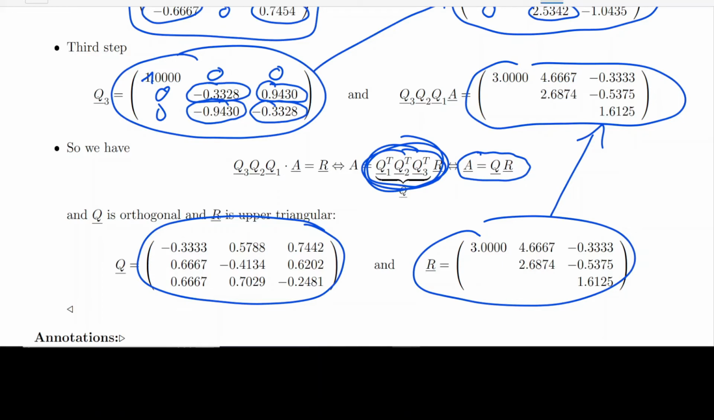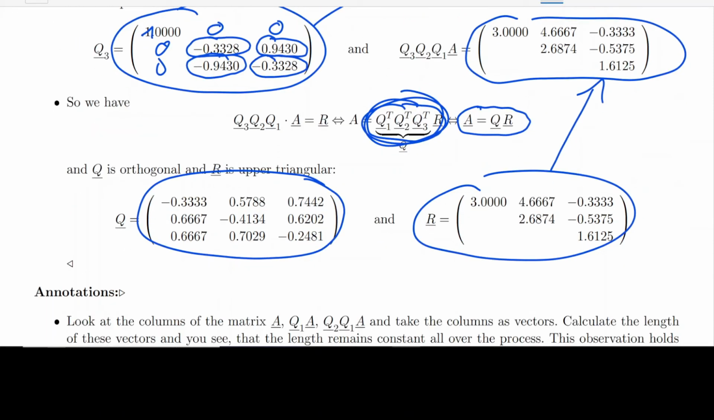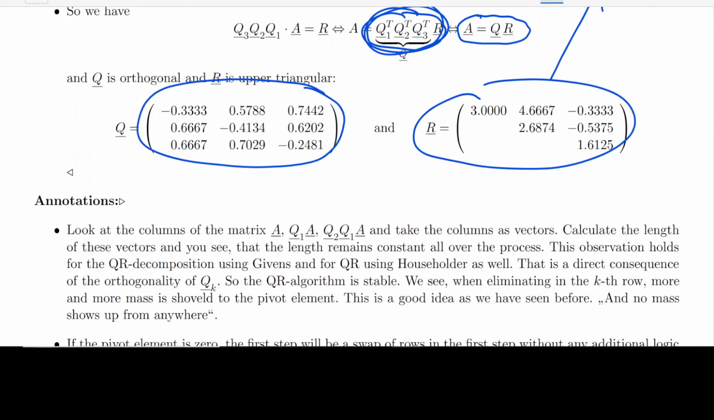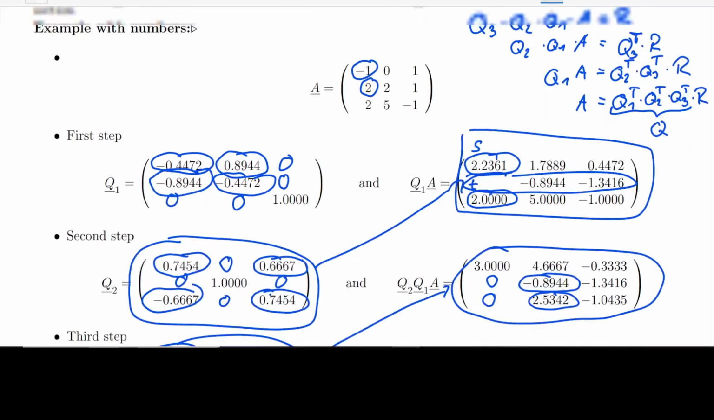Okay, I hope you understood everything well. Now some annotations. Look at the columns of A, or the transformed columns of A. I will show you.